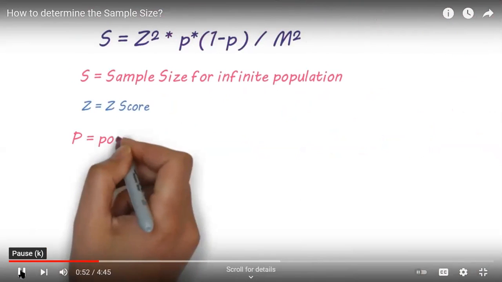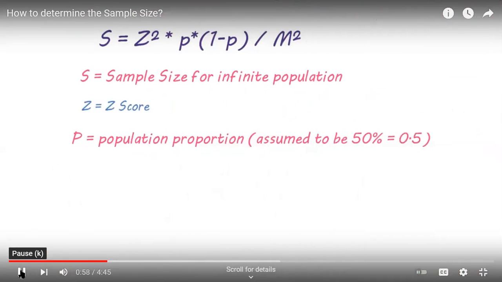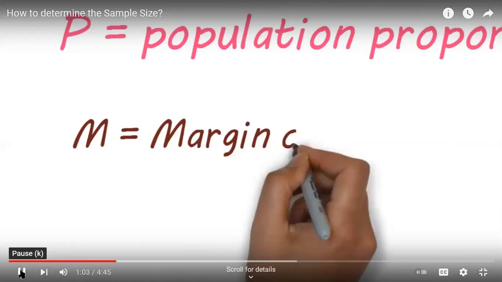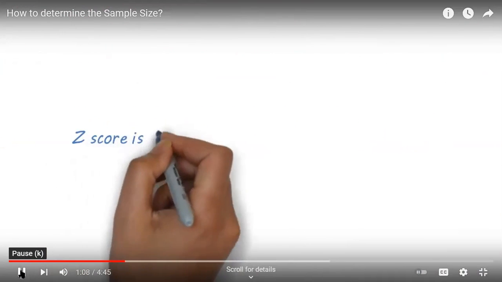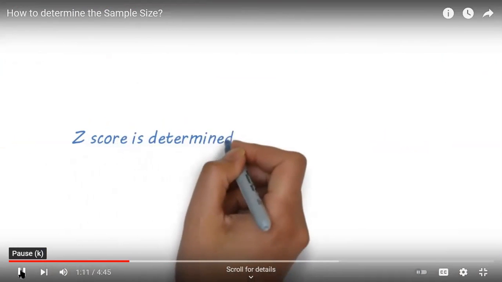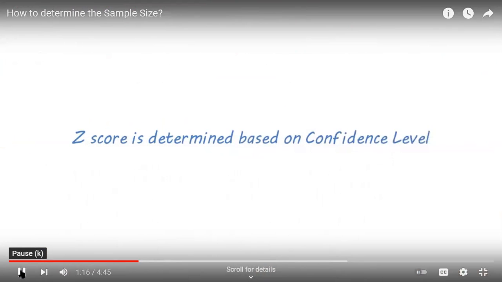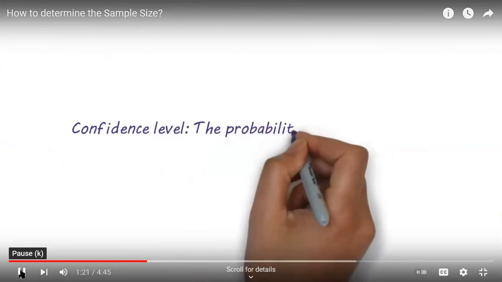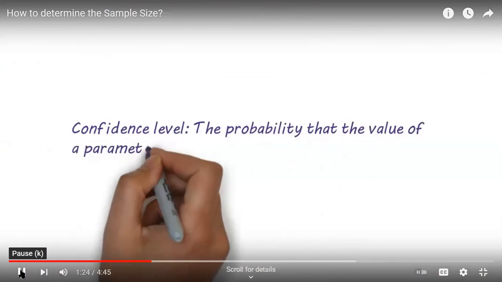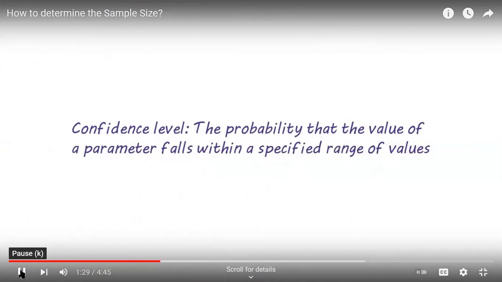Z is Z squared. P is population proportion. We assume population proportion as 50%, which is 0.5. M is margin of error. Z score is determined based on confidence level. And confidence level is defined as the probability that the value of a parameter falls within a specified range of values.